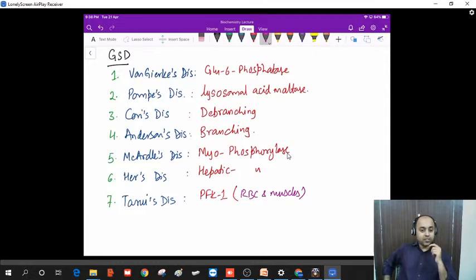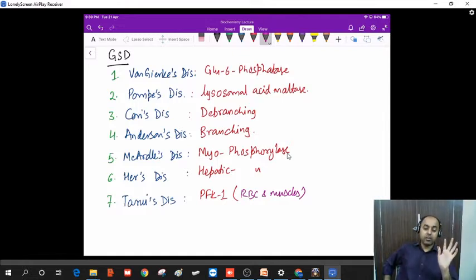So these are the 7 important glycogen storage disorders which you must know about, and if you can, you should remember the name of the enzymes. I hope the names are quite easy to remember. The first name all of you know, von Gierke's, defective enzyme is the glucose 6 phosphatase. 2 generally not touched. In 3, C followed by D. In 4, A followed by B. Cori's, debranching; Anderson's, branching. In 5, M for M, McArdle's disease, defective enzyme, myophosphorylase. In 6, H for H, Her's disease, hepatic phosphorylase.